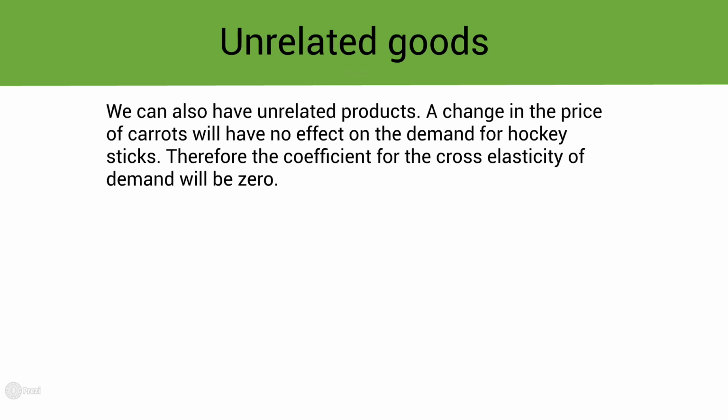Another type of relationship between goods are unrelated goods. A change in the price of carrots will have no effect on the demand for hockey sticks because these two goods are unrelated. Therefore, the coefficient for the cross-elasticity of demand will be 0. This is because demand will not respond to a change in the price of an unrelated product.